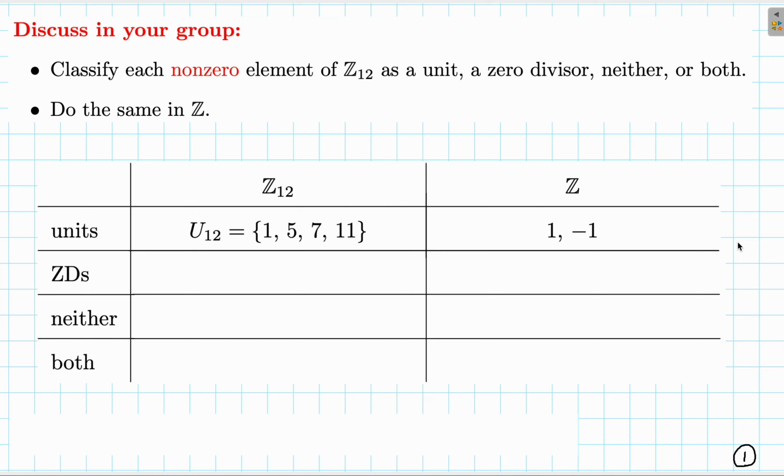5 and 11. Now for the integers Z, there aren't too many units. In fact, 1 and -1 are the only units, and they are also self-inverses. 1 times 1 is 1, -1 times -1 is also 1.